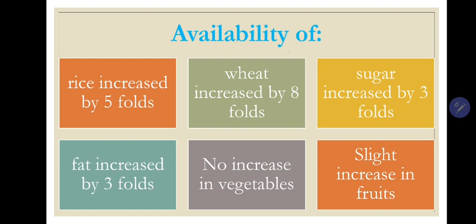The availability, for example, of rice increased by five-fold, wheat increased by eight-fold, sugar increased by three-folds, fat increased by three-folds, whereas there is no increase in vegetables and slight increase in fruits. All of these cause epidemiological shifting.